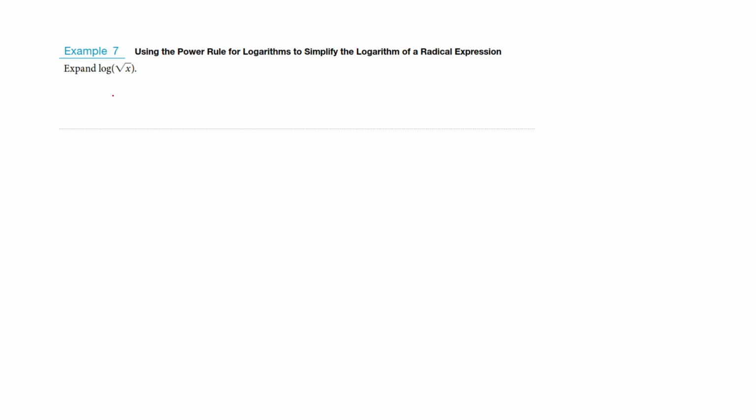Okay, so here again, I'm going to make everything an exponent. So instead of the square root of x, I'm going to make this x to the 1/2. Aren't they the same thing? Do you remember back that a square root is a 1/2 exponent? So I could then make that 1/2 log of x.